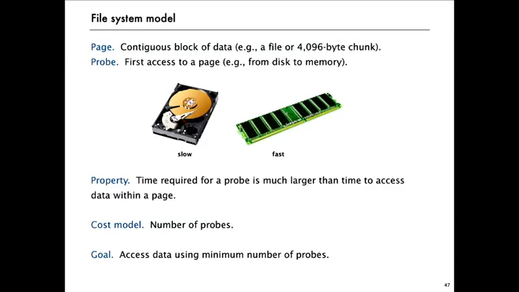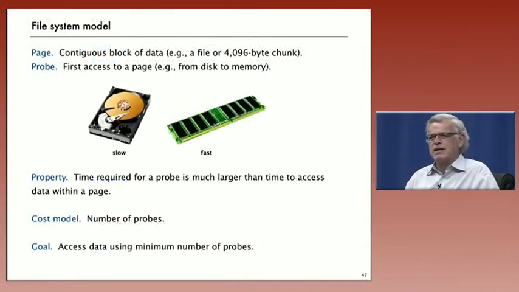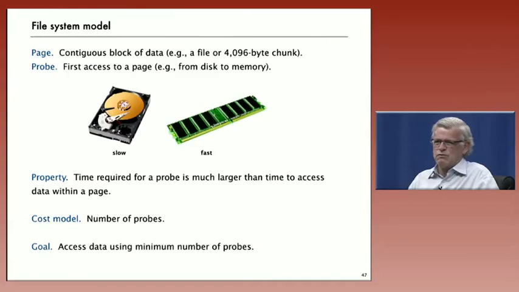There's a large amount of data, and we're going to look at a more general model for external storage, where we work with contiguous blocks of data that are big, maybe 4K or bigger, or maybe even a whole file. And all we want to count is the first time we access a page, because the main cost is trying to find where the page is. Once it's read in, we get to read all the page for free, pretty much.